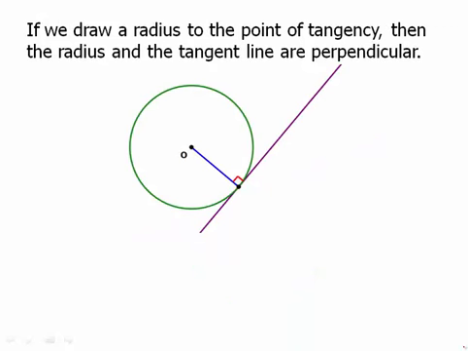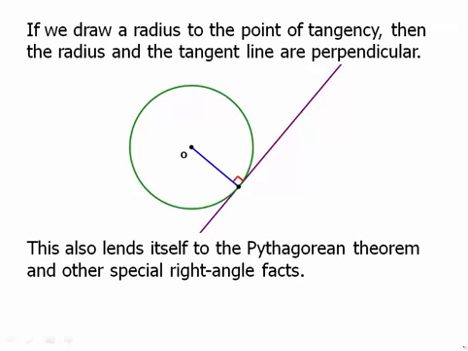If we draw a radius to the point of tangency, then the radius and the tangent line are perpendicular. So this is another case where the geometry itself is guaranteeing that we have a right angle. Here, for clarity, I drew the little perpendicular sign, but even if that sign were not drawn, as long as you know that you have a radius to the point of tangency of a tangent line, you know you have a right angle there. And of course, this also lends itself to all the other special right angle facts, the Pythagorean theorem, the ratios, all that stuff.